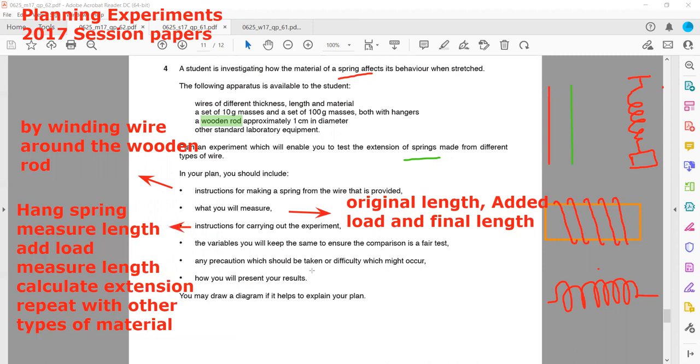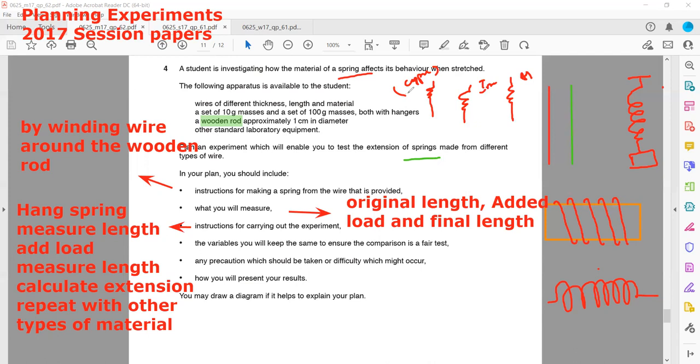Then the variables you will keep the same to ensure a fair comparison. Because we want to find how the type of material can affect the extension, one spring is made of, say, iron, another spring is made of aluminum, another spring is made of copper. So we want to identify how the type of material can affect its extension.